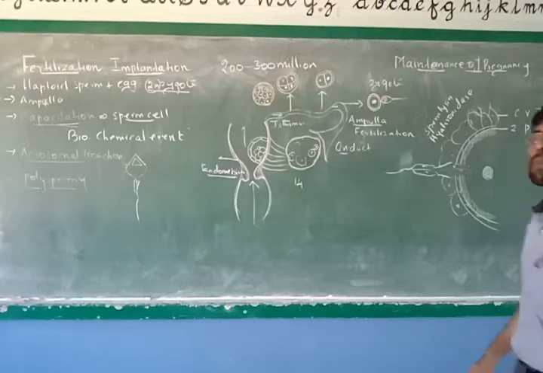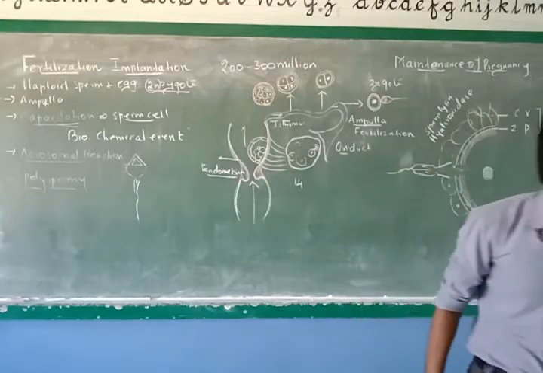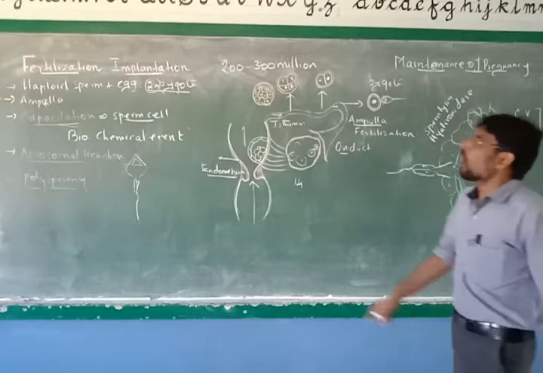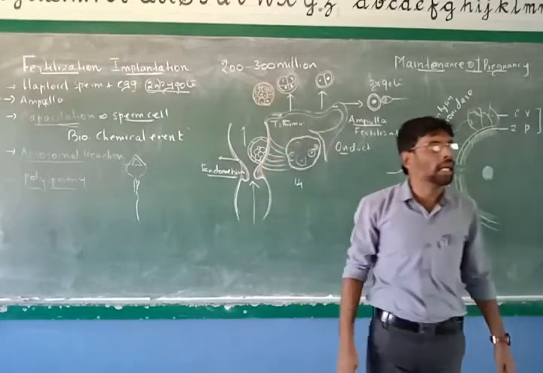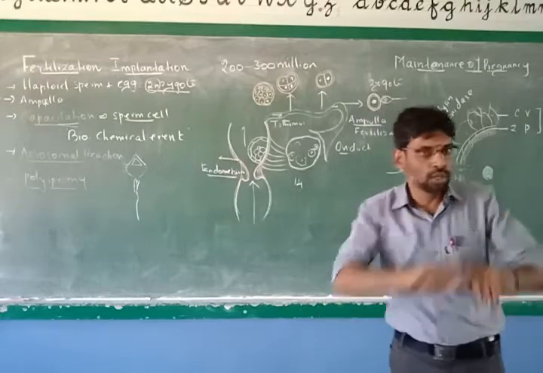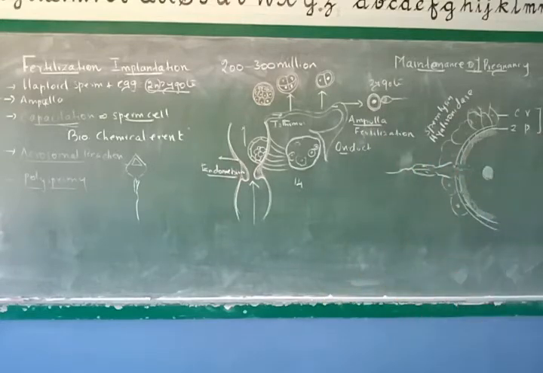Now, among them, 60% should have normal shape, and 40% should have vigorous movement. Out of this 200 to 300 million, around 50 million sperm cells will be fighting with this egg cell to enter inside. How many? 50 million sperm cells will start fighting to enter inside. Fighting in the sense what? Acrosomal reaction: removing and making holes in the zona pellucida and entering inside.